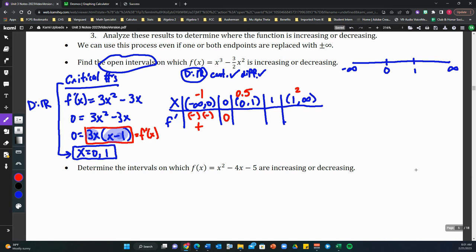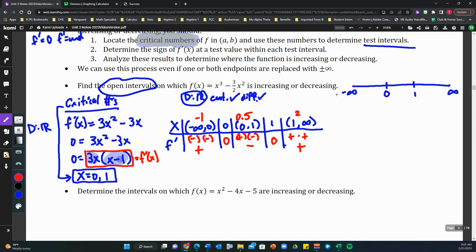Then for 0.5, if I plug positive 0.5 into the first factor, 3x, I get a positive. But inside, 0.5 minus 1 is a negative, so that results in a negative value for f prime, which again means any value of x that I pick in between 0 and 1, I will get that same kind of result. Not the exact same number, but they'll all be negative values. At 1, I know it's 0 because, again, it was a critical number. And then the last guy, if I plug 2 in, I get a positive out in front, times 2 minus 1 is also a positive inside. So we get positive slope there as well.